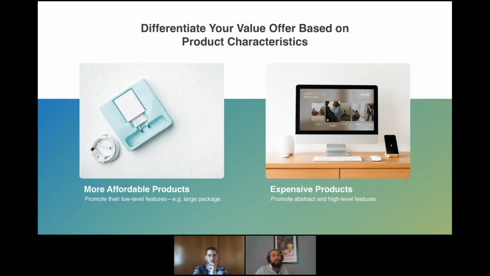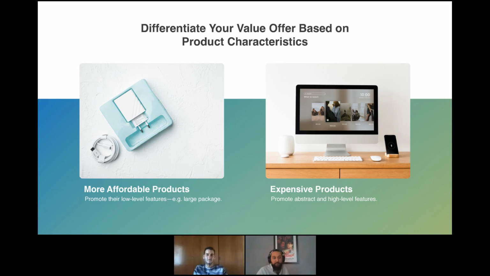Other types of strategies can focus more on the messaging part. Let's say with more affordable products, instead of describing every little detail of the affordable product, you can focus on the color, the package size, the quality of the package, because more or less the customers know that they are going to get similar value out of any other product in the market.